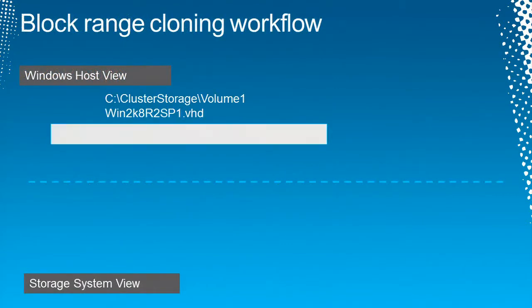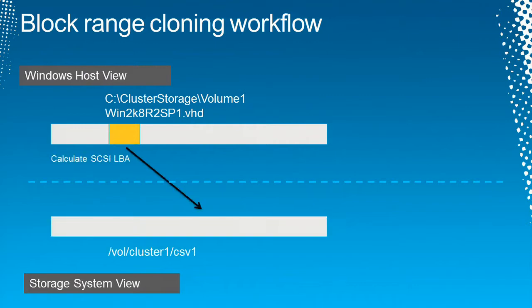So this is an example of how it would work. Let's say you have a CSV, volume 1, and in that CSV you have a master file called 2KAR2SP1. What we do is we make a call against the Windows storage stack and ask, what is the range of blocks on disk that this file represents? What we get back is an array of blocks, because if you think about it, a file is simply an array of blocks on disk. So now we have an array that says, this is the contents of this file.